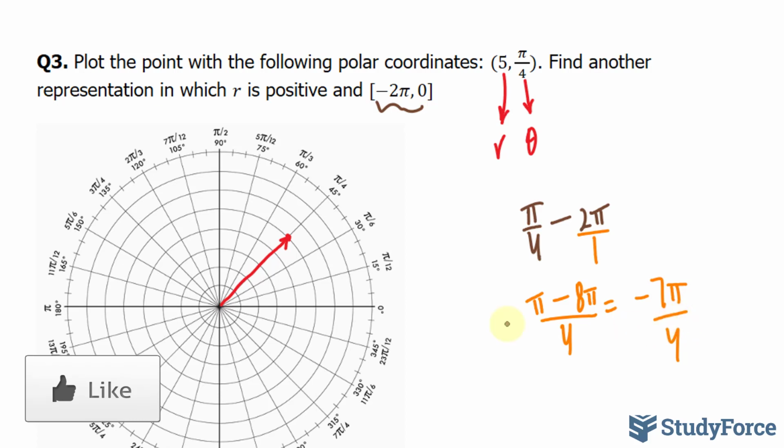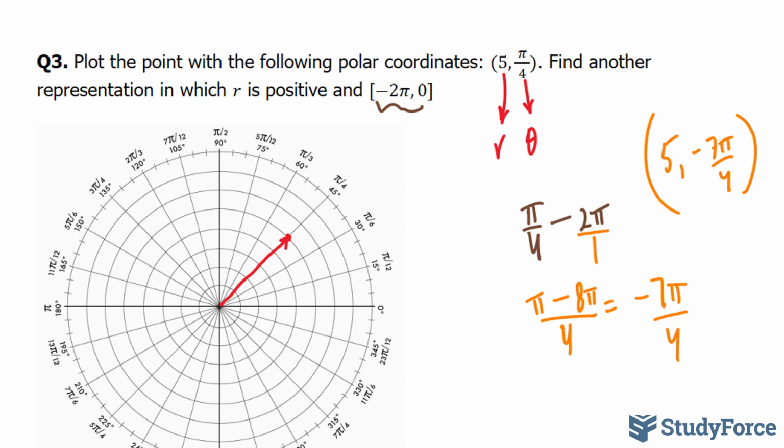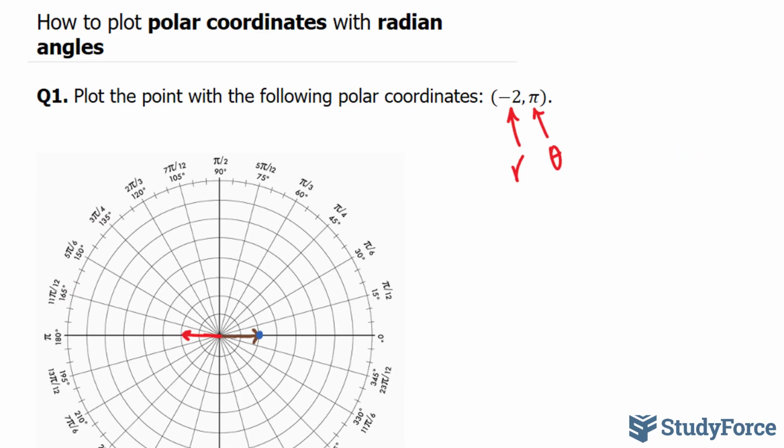-7 pi/4 is still here, and the radius will still be positive 5. So to answer this, it should be 5 and -7 pi/4. And there you have it. 3 examples on how to plot polar coordinates with radian angles.